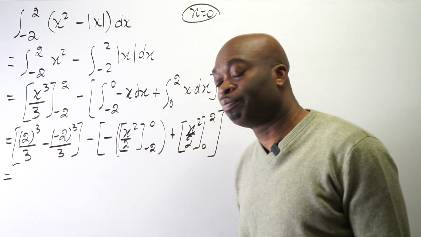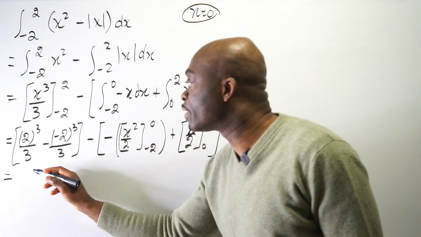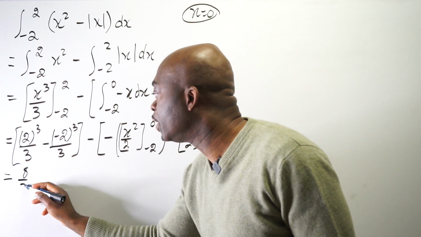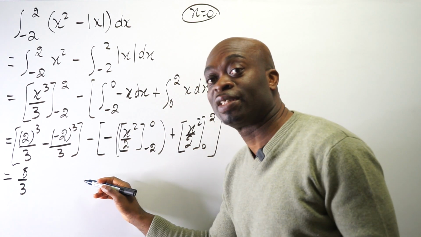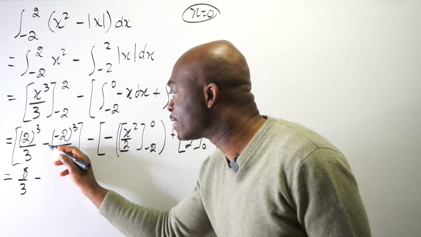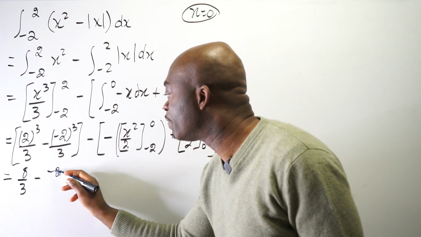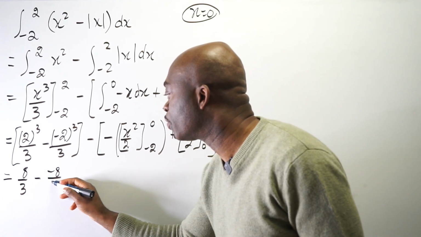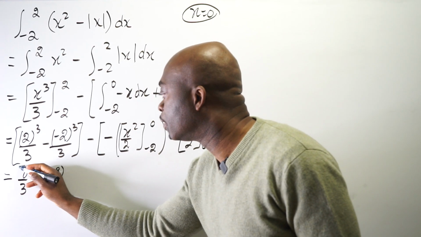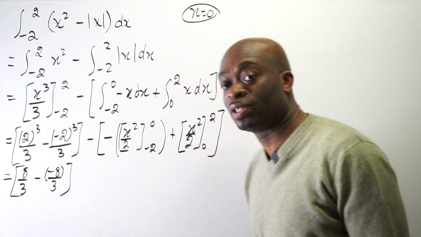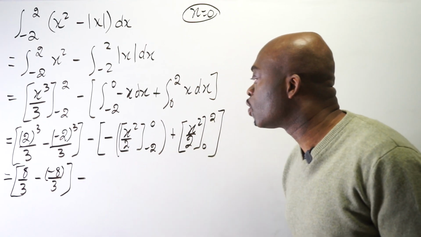We can begin the calculations here. 2 to the third power is 8 over 3. Negative 2 to the third power is negative 8 over 3. So we have the minus sign here. We keep it. Then negative 8 over 3. Which is here. We carry the brackets. Then minus. So we come here.